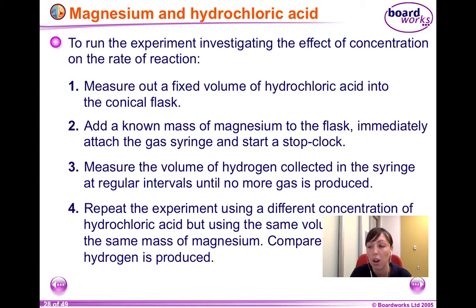Okay, I encourage you to pause the video and rewind it and look at these models again and think about how temperature and concentration affect rate of reaction. It should be something that you can describe in detail in writing.